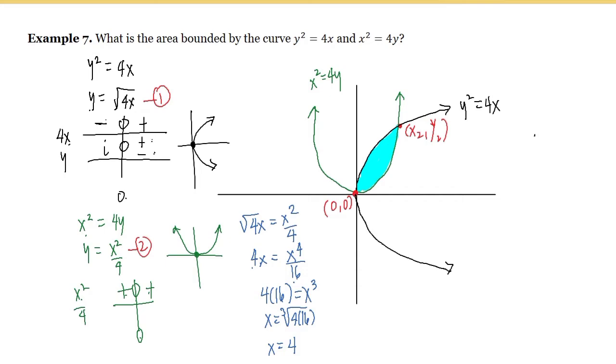So meaning, at x is equal to 4, nandun yung point of intersection. So in order for us to find the value of the y, substitute lang naman natin, no? So kung x is equal to 4, so y squared is equal to 4 times 4. Our y here is equal to the square root of 16, which is equal to 4. So, meaning, ang coordinate na to ay 4, 4.